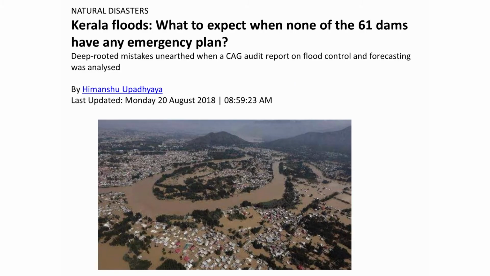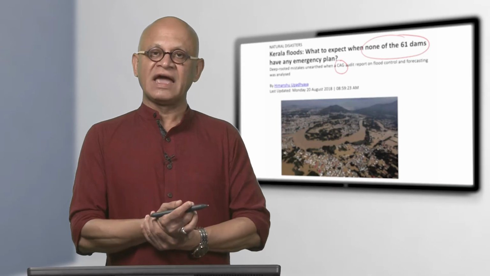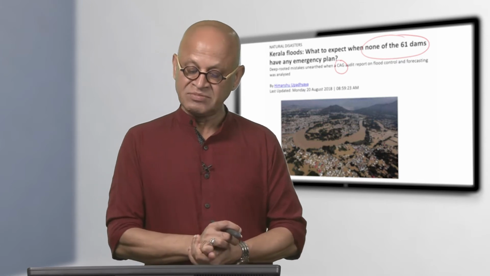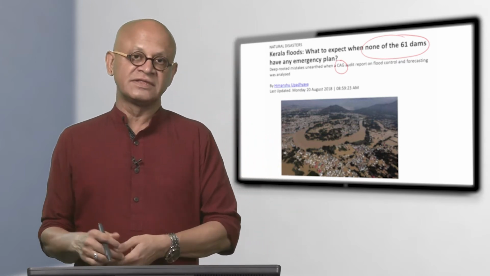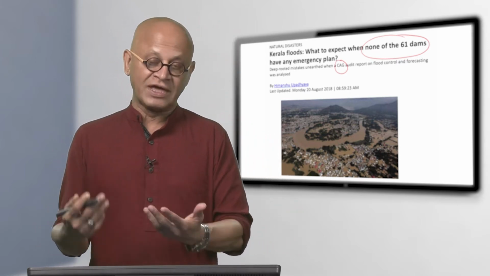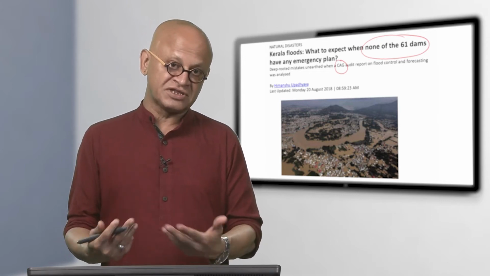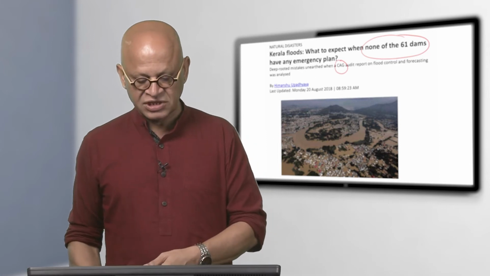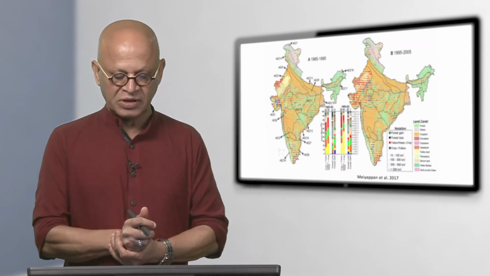So, this is what I already mentioned. Lots of reports point this out: just last year in 2017, the Comptroller and Auditor General put out a report saying that none of the 61 dams have any emergency plans. That is not to blame someone, but to say they haven't been made aware of these changes in extremes and the changes in vegetation and so on. So, these things obviously have to happen.